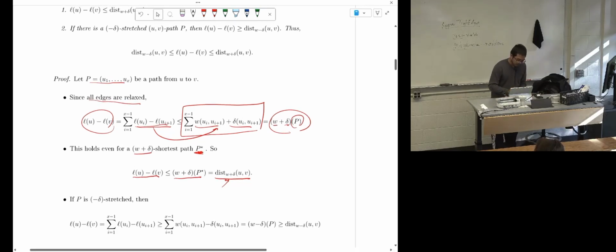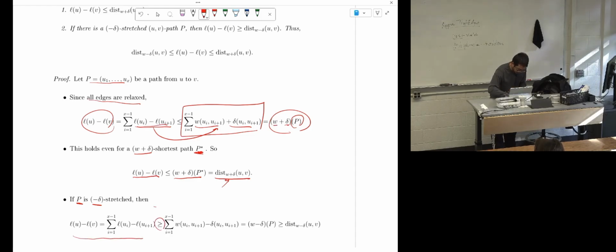And if there is a path that is minus delta stretch, then what you get is kind of the same thing here, except that this is stretched, so you get this at least. And it's minus delta stretch, so you get this term minus delta here. So it means that this thing is at least W minus delta of P, but W minus delta of P is at least the distance in terms of W minus delta.